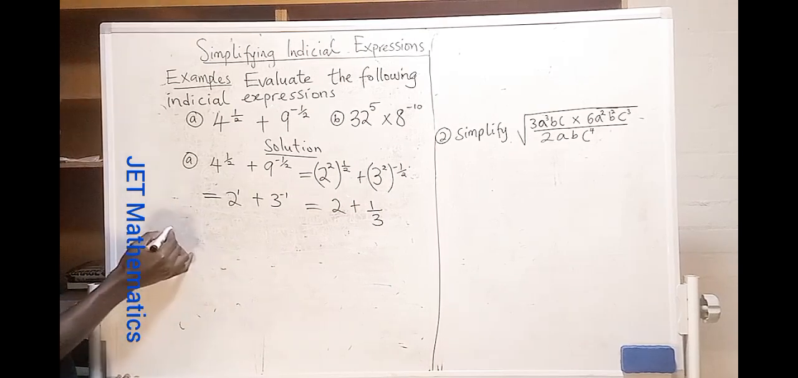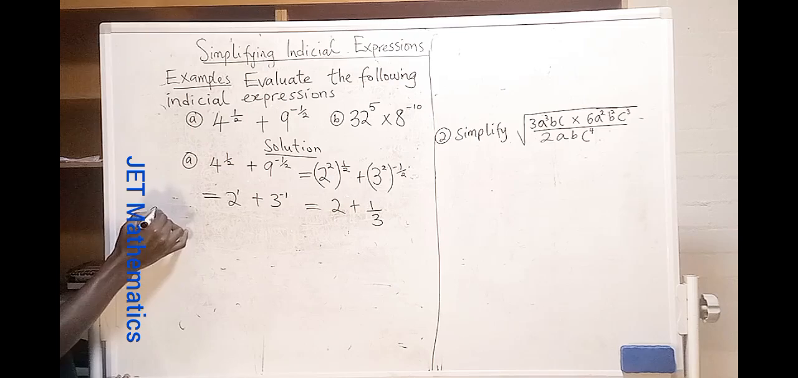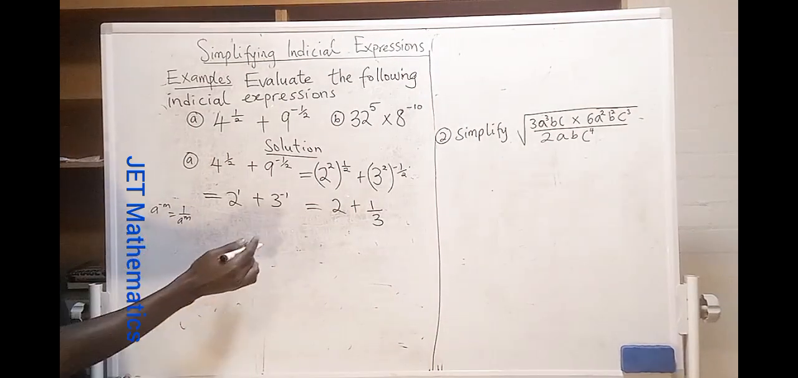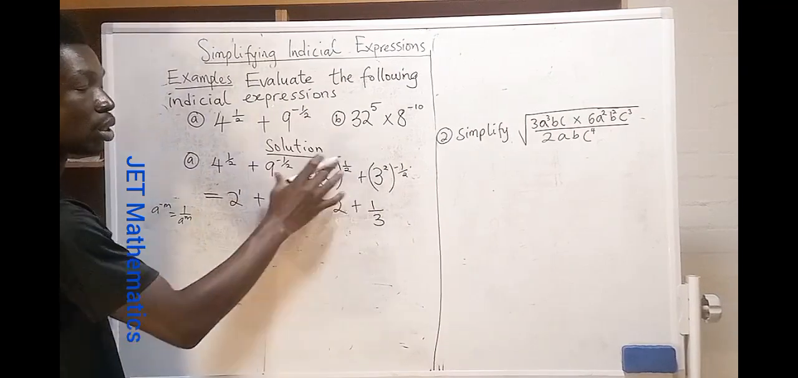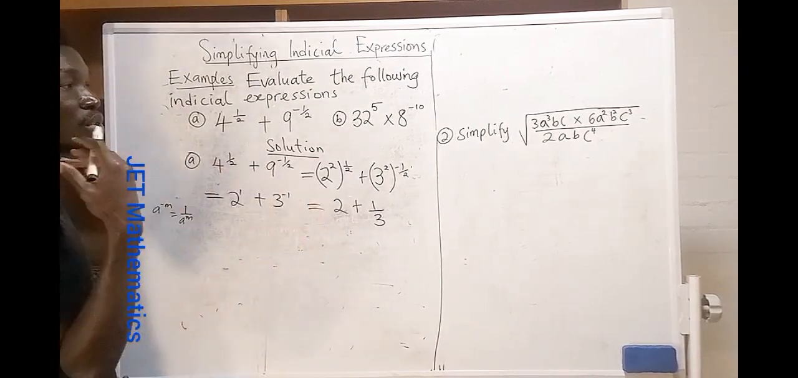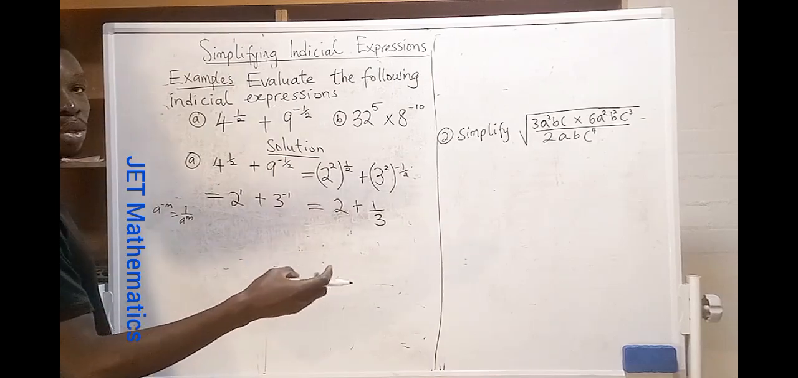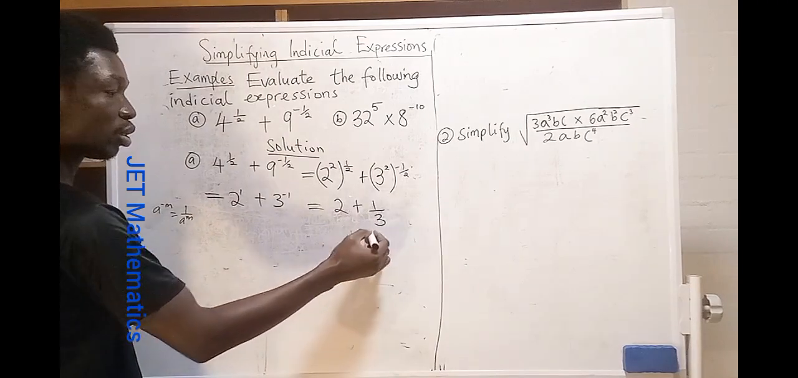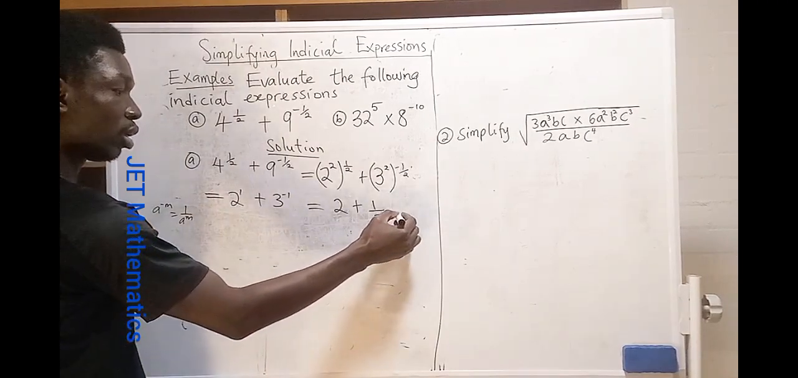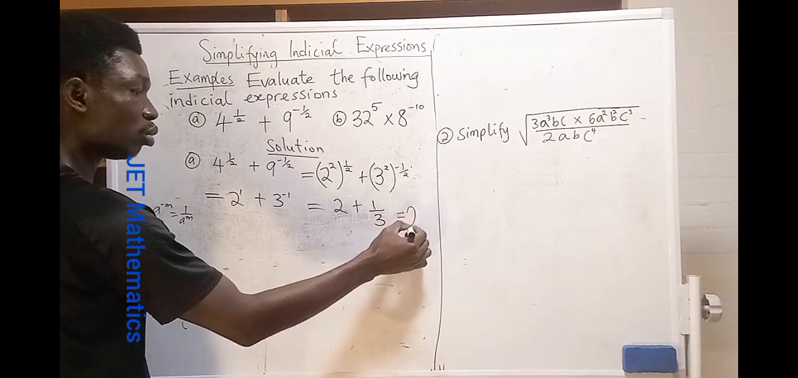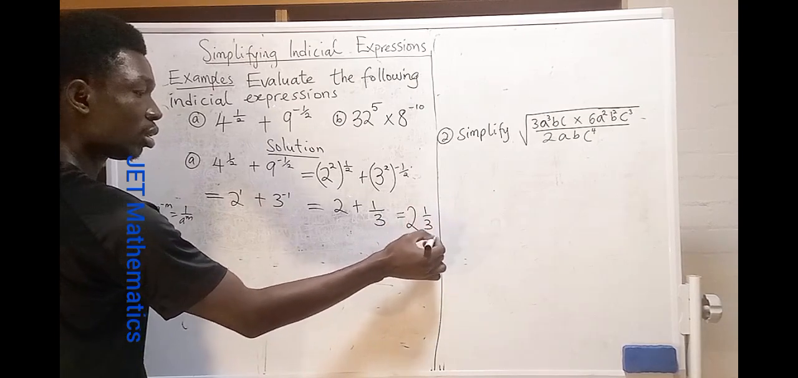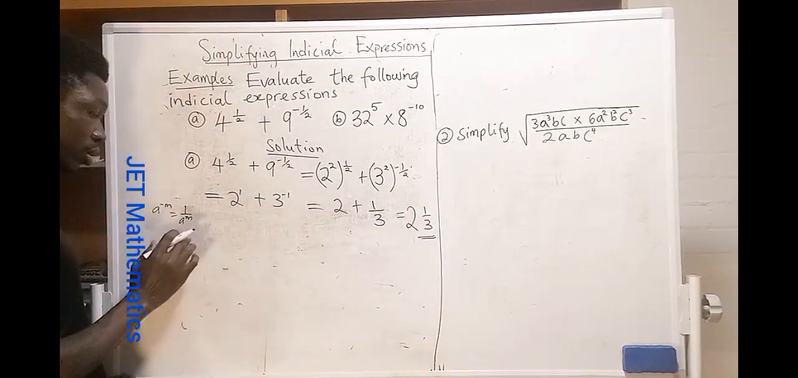Applying the laws of indices, that a raised to the power minus m is equal to 1 over a to the m. So if you are not familiar with the laws, you can see our videos on laws of indices, part 1, part 2, part 3, and part 4. So solving this fraction, we are going to have the final answer 2 whole number 1 over 3. So that's the final answer to that question.